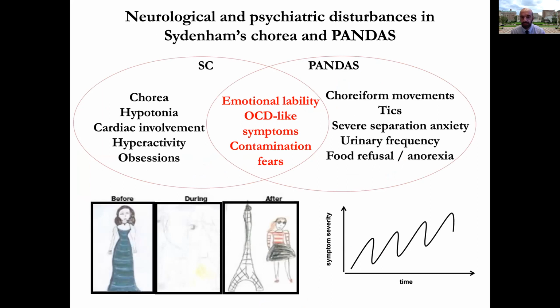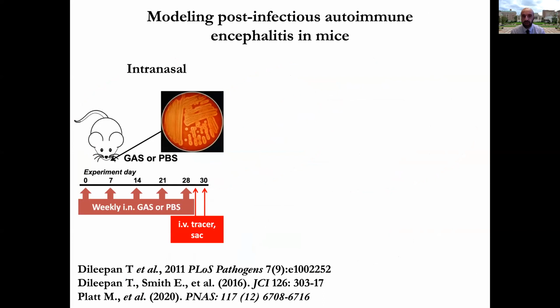When we think about Sydenham's chorea and PANDAS, there are obviously a lot of similarities, even in the initial description that Sydenham had. He describes a lot of psychiatric symptoms, including OCD-like symptoms, emotional lability, and contamination fears. But obviously there are very clear distinctions between the two diseases. So what we've been interested in is trying to understand a little bit the mechanisms of disease.